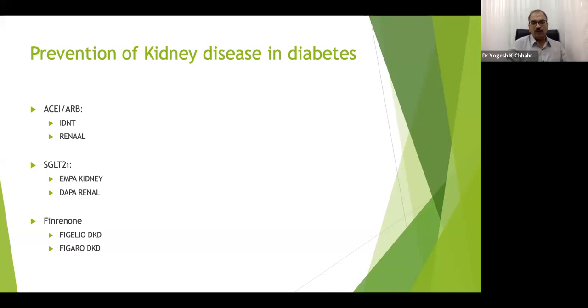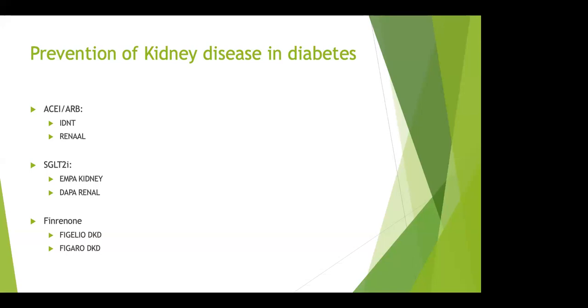Similarly, SGLT2 inhibitors have come up very strongly in the last 8 to 10 years, and their data, specifically after the EMPA-KIDNEY trial and DAPA-CKD trial, have shown good evidence to prevent further kidney disease in diabetic patients and also in non-diabetic patients. This is something we should focus upon. ACE inhibitors and ARBs have also been beneficial in non-diabetic patients, as they have shown benefit in diabetic patients.